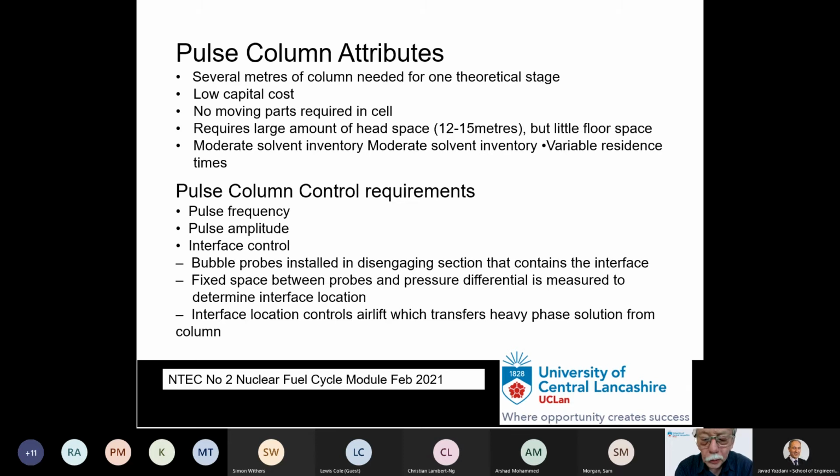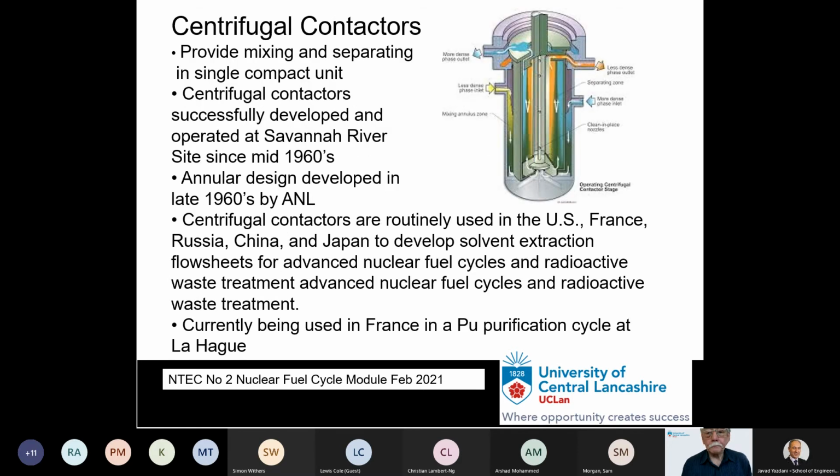Interface location controls, etc. Again, if the chemical engineer has done his job, then this should be more or less fairly simple. Right, remember what I said about no moving parts. The nuclear industry, the reprocessing industry, is now thoroughly engaged with centrifugal contactors. And centrifugal contactors do have, obviously, moving parts. Now, the challenge can be overcome, of course.